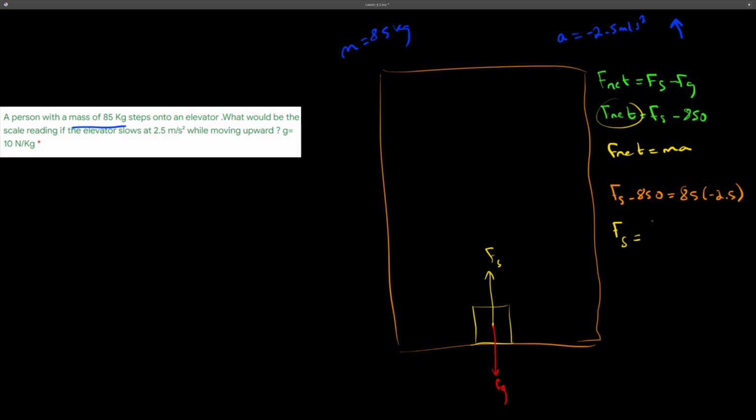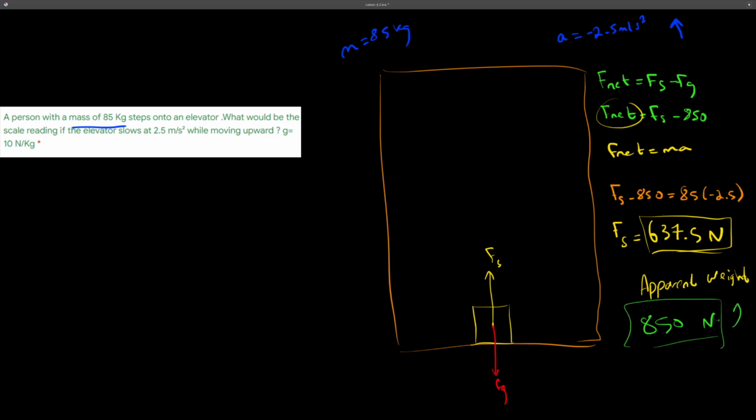You're going to get an answer which is equal to 637.5 newtons. So you can see this is his apparent weight. His real weight is actually 850 newtons. But his weight decreased, so he feels lighter.